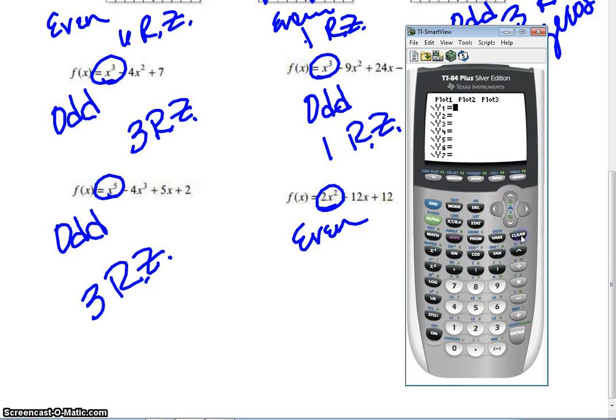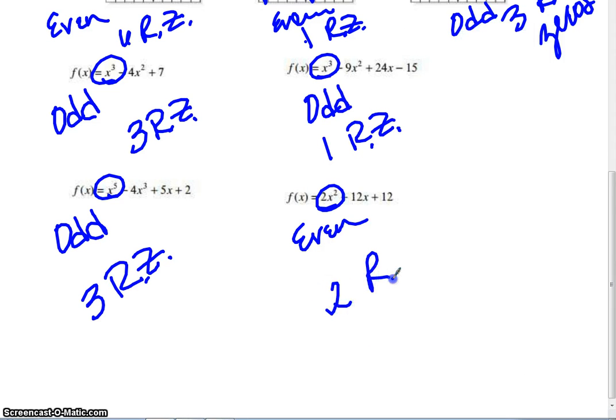Back to y equal. Clear it out. 2x squared plus 12x plus 12. Look at your graph, and we may be zoomed in too much. Let's go back and go zoom 6. And it looks like you have 2 real zeros. I recommend that you always start at zoom 6, kind of a standard screen.